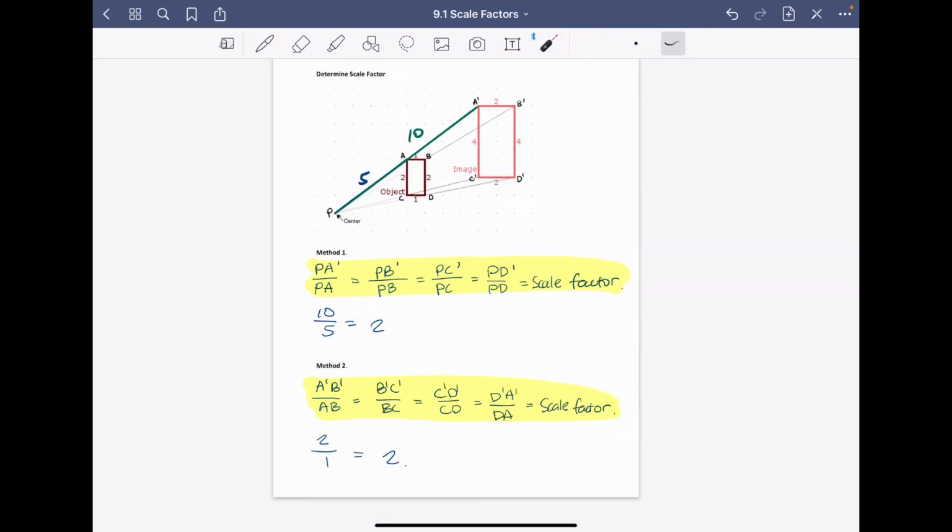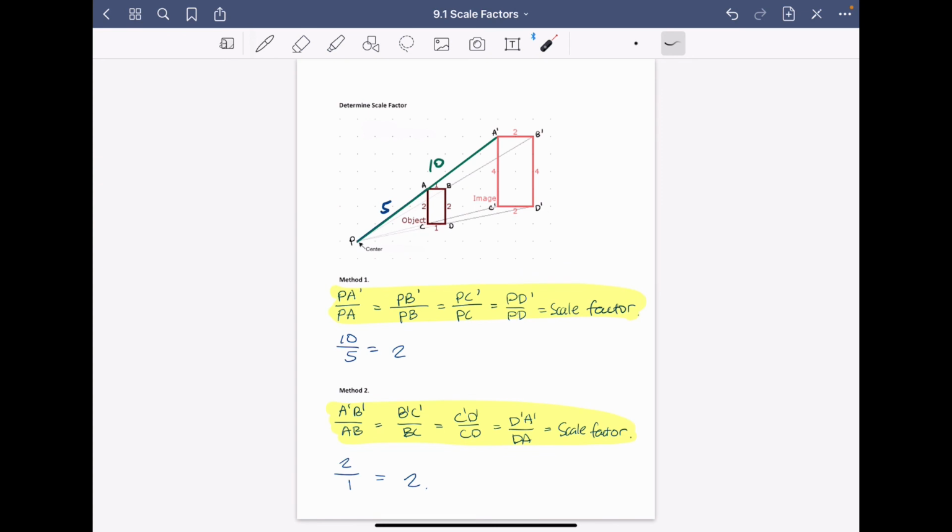Okay, and we can check to see if our scale factor is correct. So we know already that if the scale factor is greater than 1, then you have an enlargement. And we can see here that our image is bigger than our object. So we have an enlargement. Okay, so that's it for today. Let me know if you have any questions.